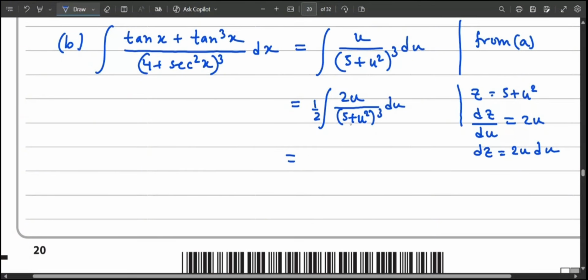So now I can substitute 5 plus u square with z. So I can write half, and I can also substitute dz in place of 2u du. I can take the product of 2u and du, and I can substitute dz in place of them. So this will give us 1 by z cube into dz. The reason we are doing our integration in this method is because this will be easier in this way.